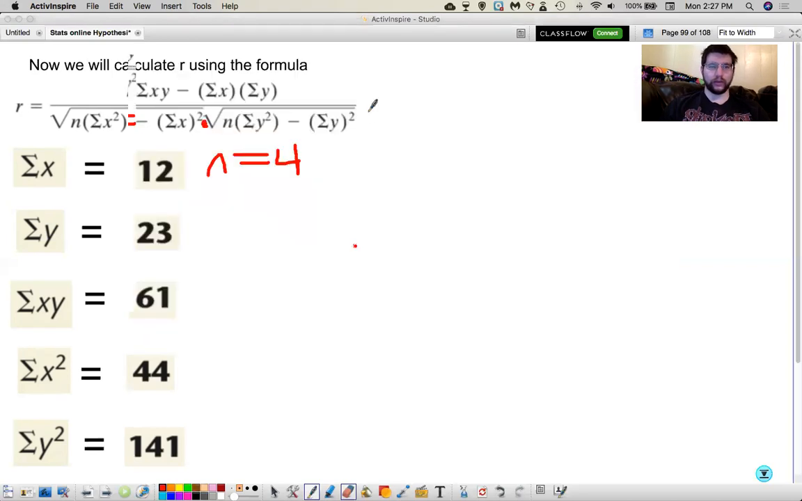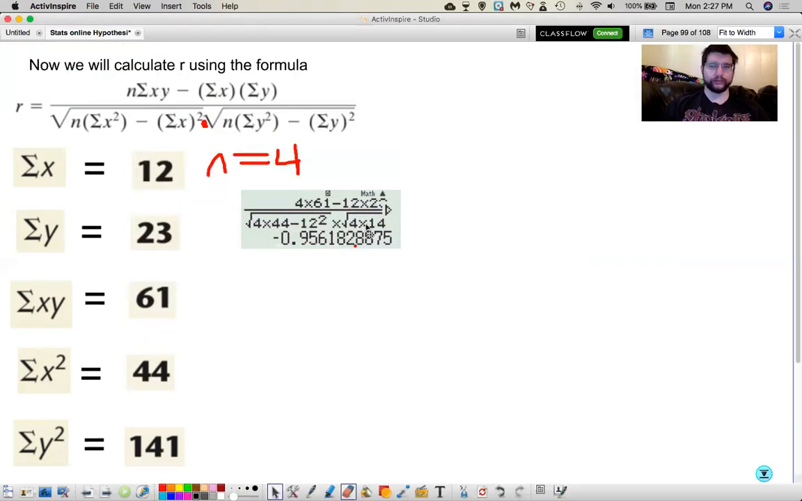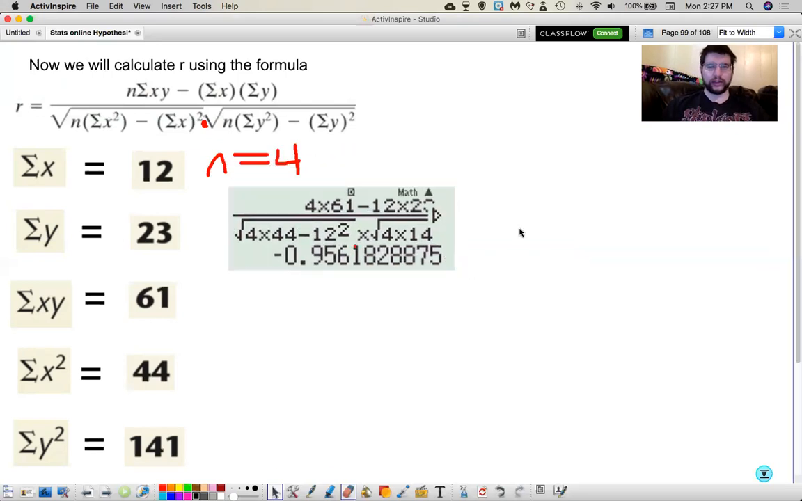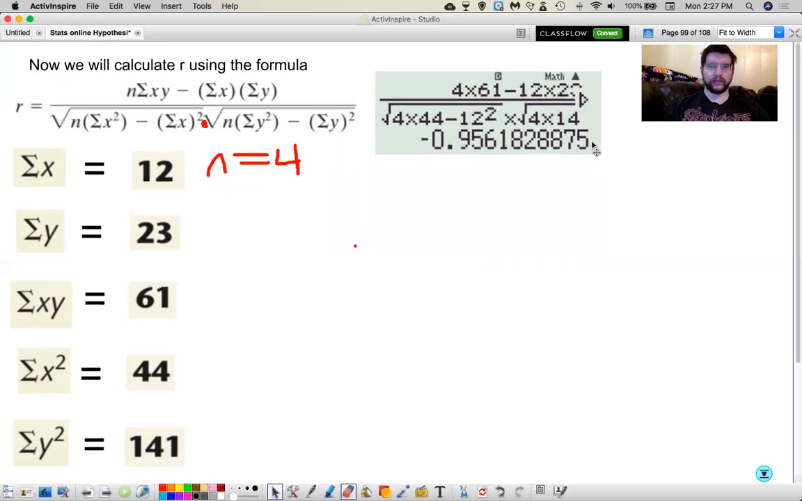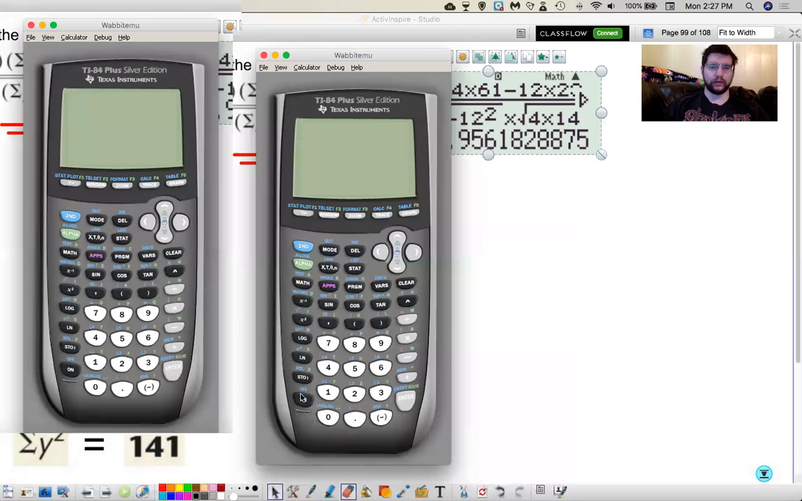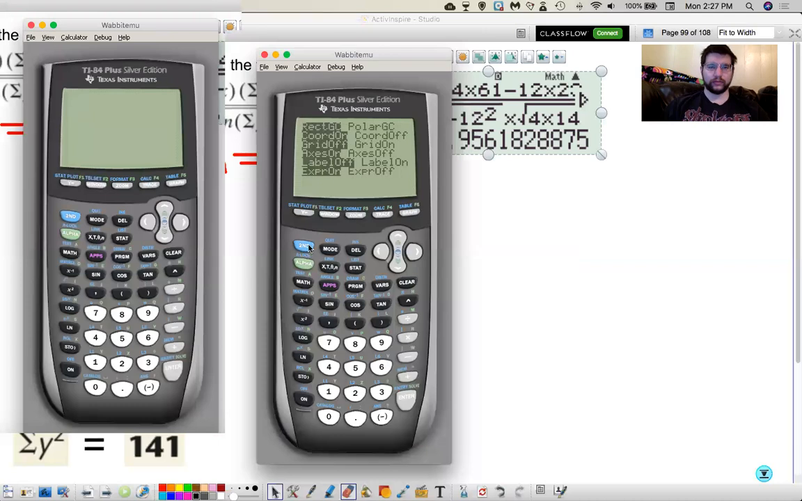You will be given the formula. You will be given all the variables. Just type it in, people. TI users, you have a little more work to do because you don't have the fancy math type. Unless you do have the fancy math type with the TI-84. Let me make sure mine's actually off. So this should look more like your calculators.